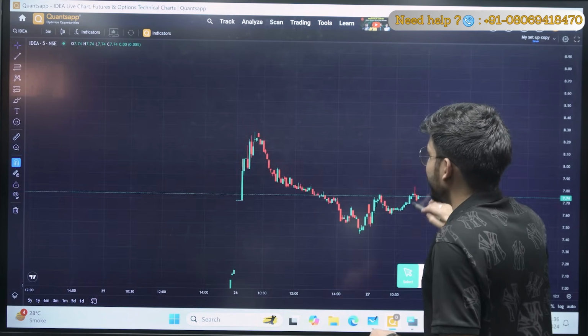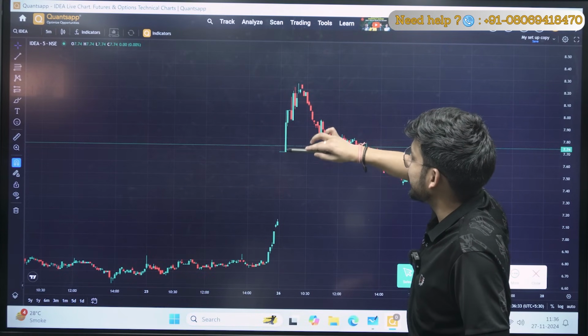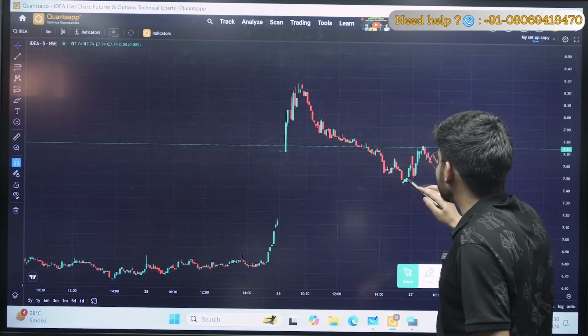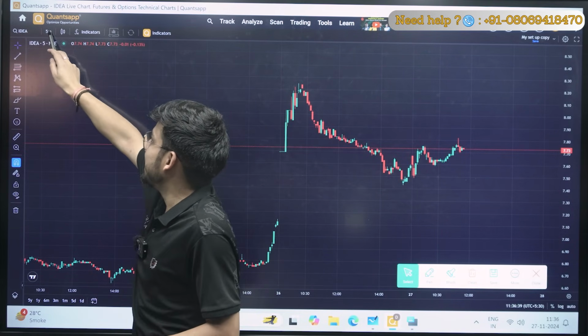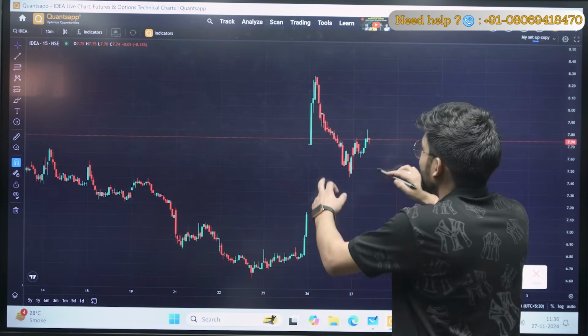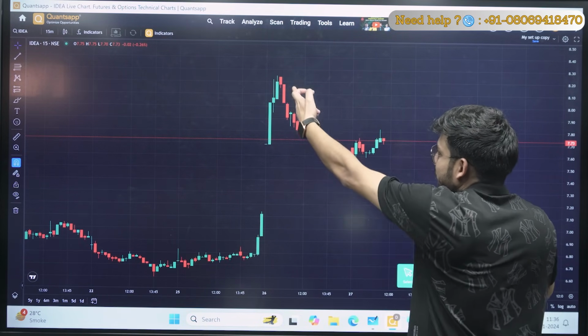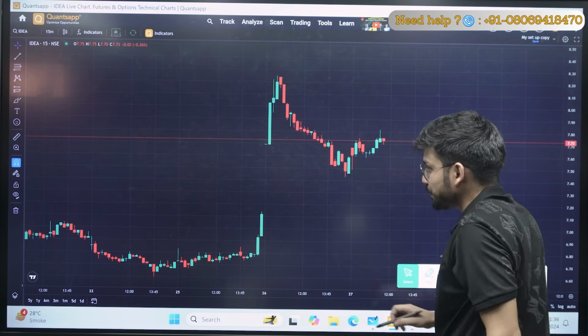Now in the chart of Idea you can see the movement started from here. Currently the market went up to here, and then there is a downtrend, a significant downtrend in 5 minutes. But we will be analyzing this in the 15-minute first. Now you can see my market gave me a very good downward movement. So what can I do?